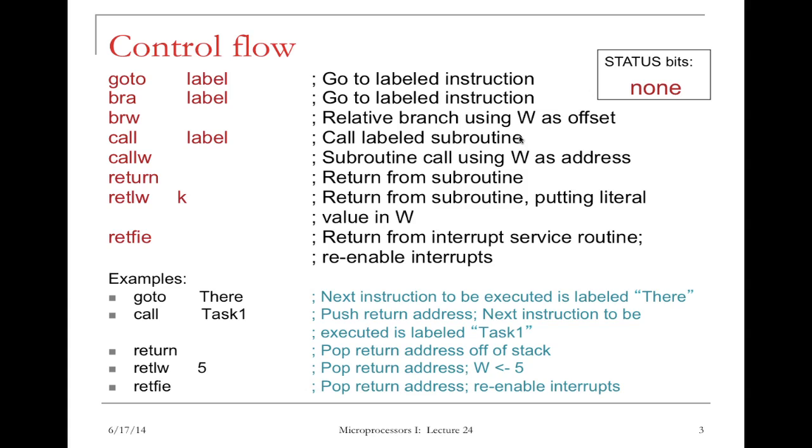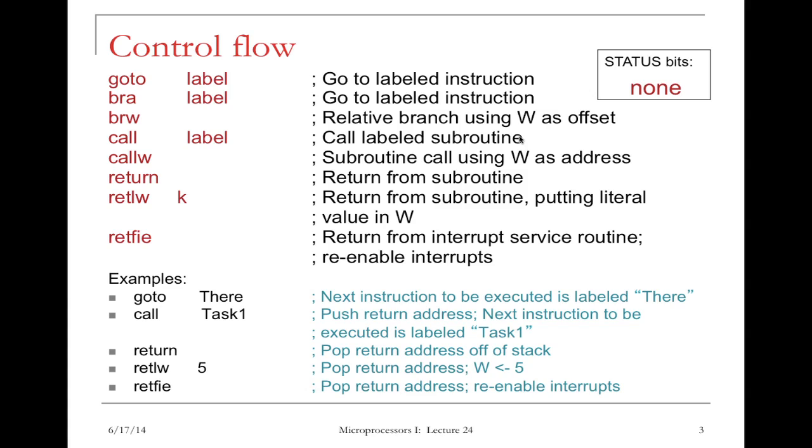GOTO label, BRA label, and relative branch using W as the offset, that's BRW. And also we have subroutine instructions, CALL label, CALLW. And we have corresponding return instructions from the subroutine, including RETURN and RETLW, and also return from the interrupt service routine.